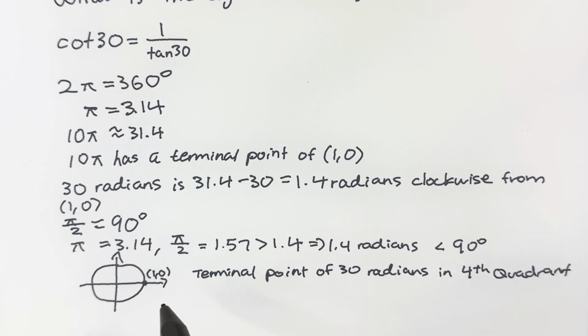And this means that any value in the fourth quadrant of the unit circle will have a positive x-coordinate and a negative y-coordinate. And by the properties of the unit circle, cosine is the x-coordinate, so cosine 30 is larger than 0. And then sine 30, which is the y-coordinate, is less than 0.